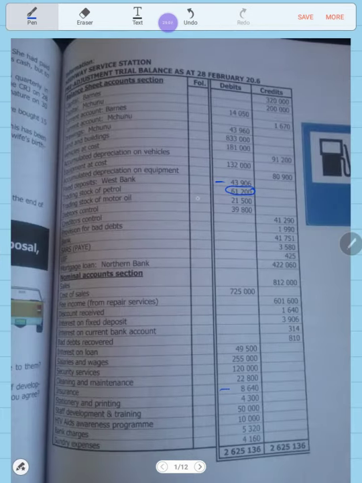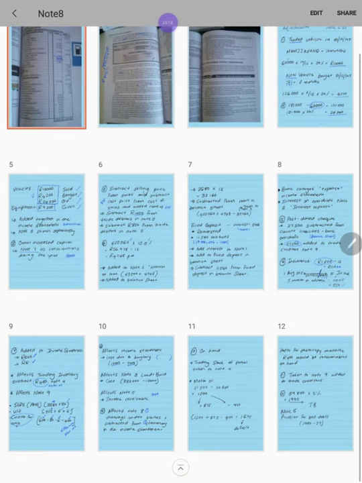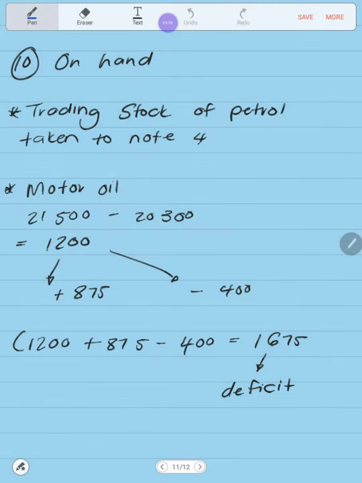So let's just go here. In the beginning of the year I had trading stock of motor oil worth 21,500. So you can clearly see that there's a deficit over there. Okay, so there I got for the petrol. You just take it straight to note 4. The motor oil, if you have a look at the beginning of the year in the trial balance, subtract what we have now, there's a difference, a deficit of 1,200.